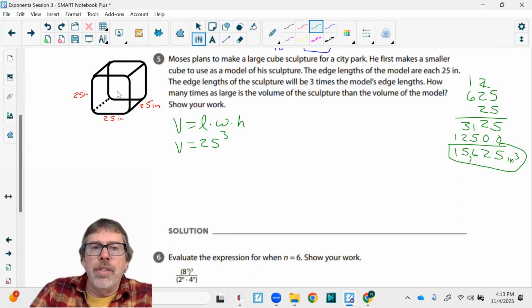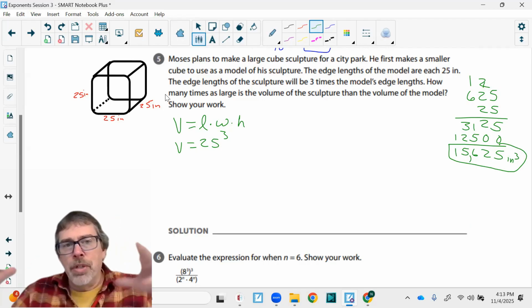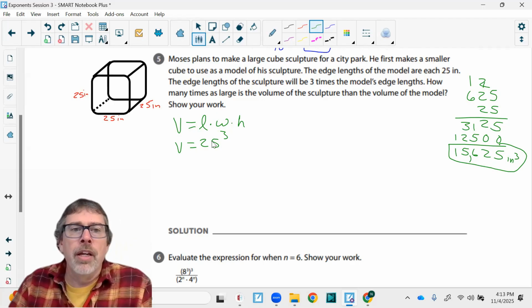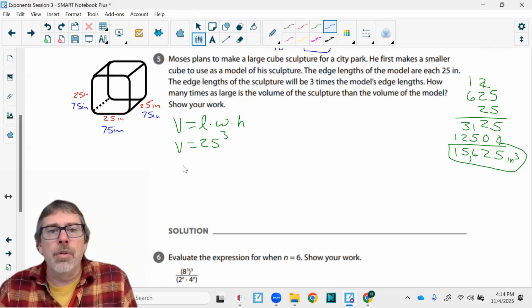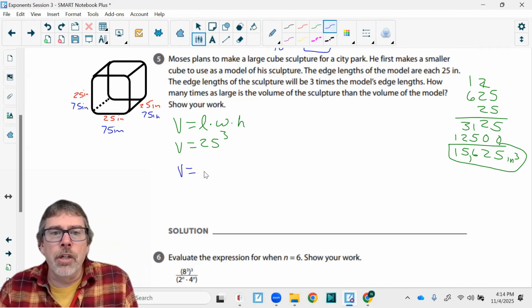We're then going to scale this puppy up 3 times, okay, making it 3 times as big. In other words, 25 times 3 is 75. So now we're going to make it 75 inches wide by 75 inches deep by 75 inches tall. So the volume of the new one is going to be 75 cubed.